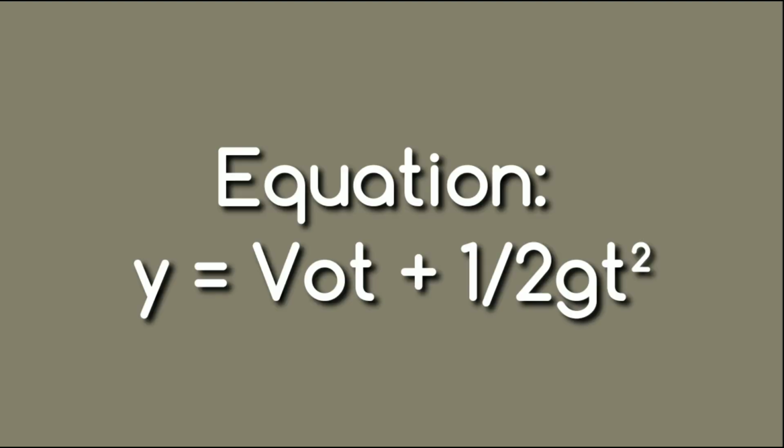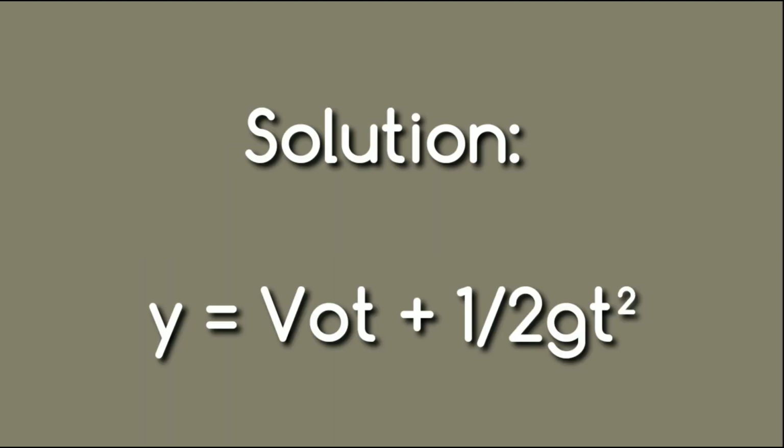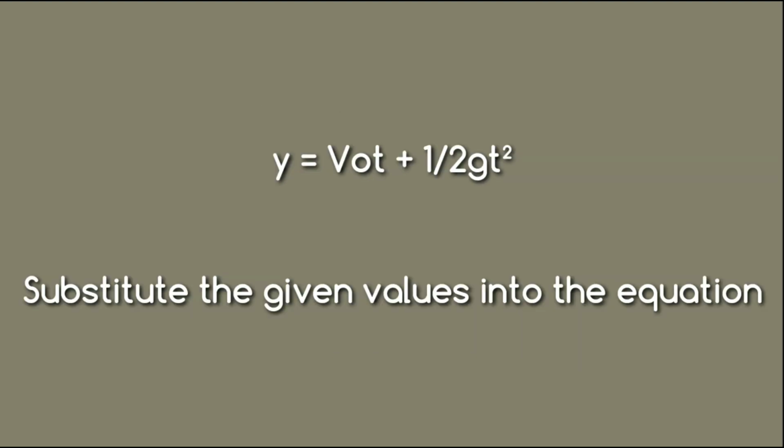Third, find the kinematic equation that's best to use for solving the problem. In this case, we are going to use vertical displacement is equal to initial velocity times time plus 1/2 gravity times time squared. Fourth step is the solution where we are going to use the equation stated. For the solution, vertical displacement is equal to initial velocity times time plus 1/2 gravity times time squared.